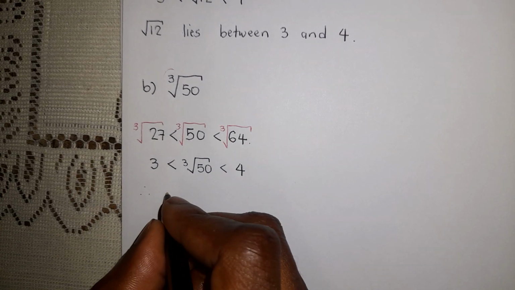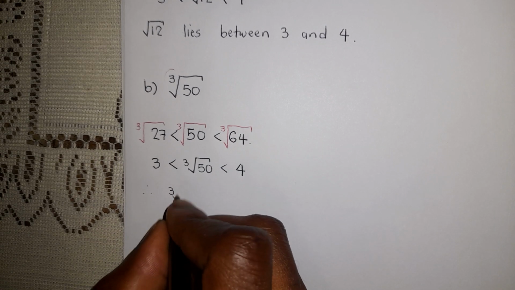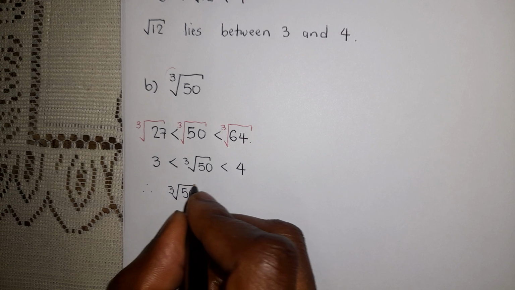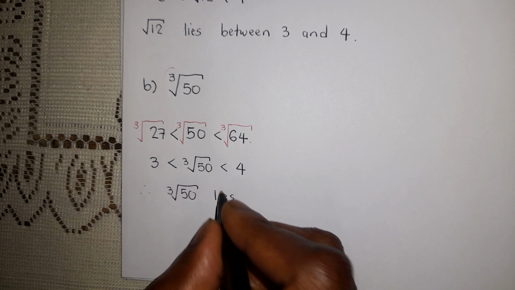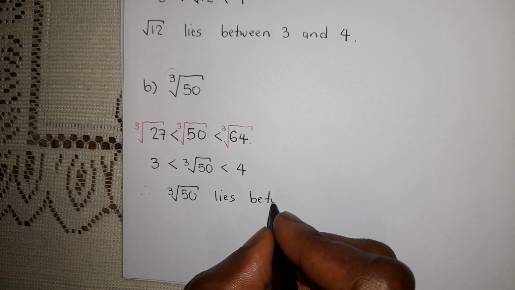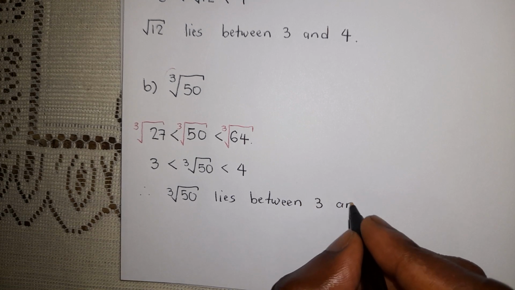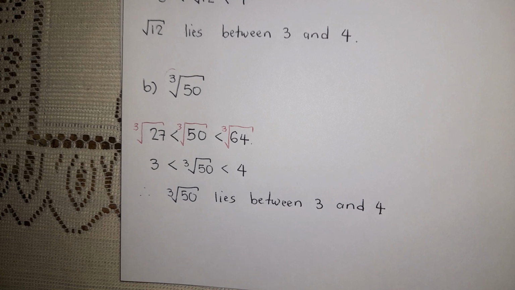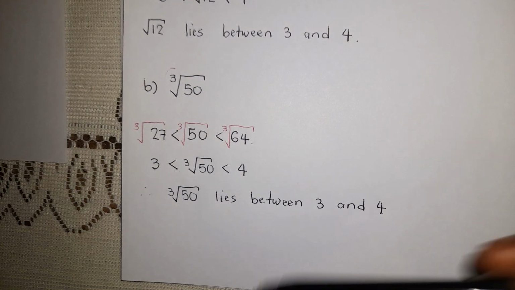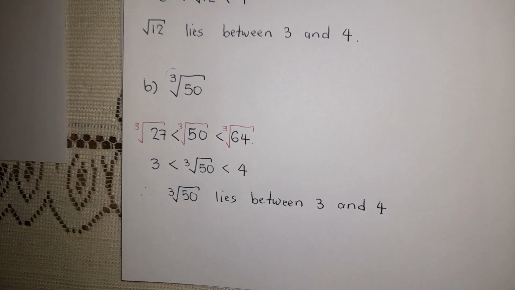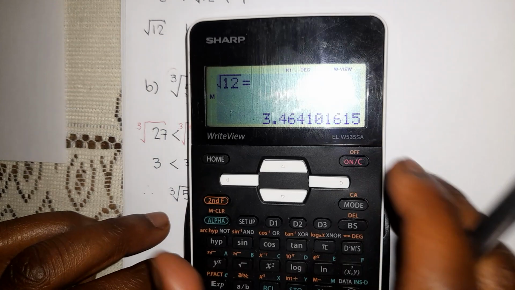Therefore, what does this mean? It means that the cube root of 50 will lie between the integers 3 and 4. It would seem like every answer that I'm getting is between 3 and 4. This is just coincidental. It's not always the case. Please bear that in mind.